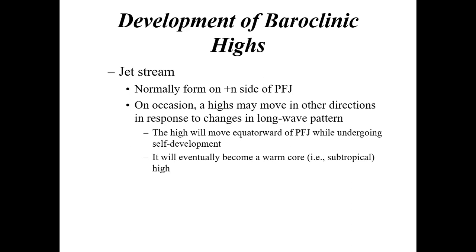So the high will move basically southward of the polar front jet while undergoing the self-development process, and it eventually becomes a warm core high, being absorbed ultimately, in a lot of cases for the U.S., into the subtropical ridge over the Atlantic Ocean.